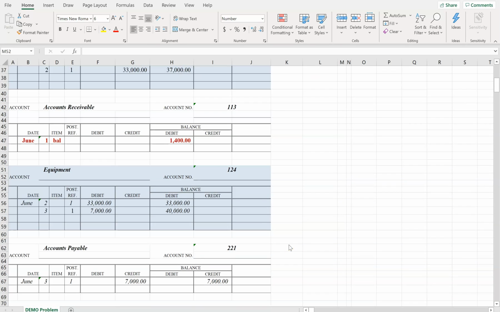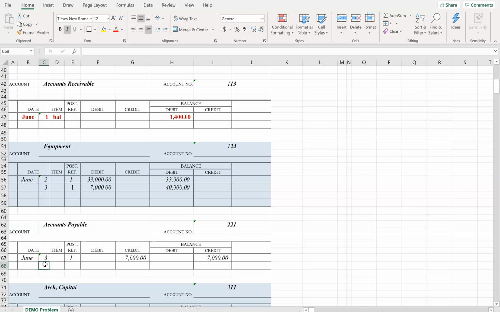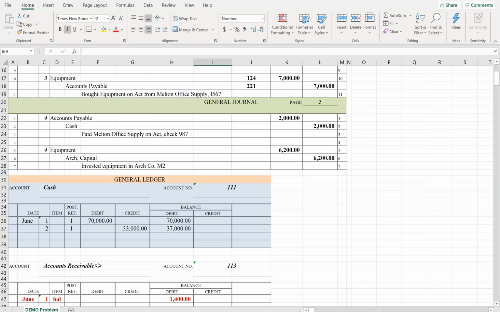So let's go down to accounts payable. This happened on the 4th. Post reference of 2. This is going to be a debit of $2,000. And when we go to update our balance, again, it's going to remain in that normal balance side. So it's equal to the previous balance, which was a credit, and the next entry is a debit. So we're actually going to subtract them, minus 2,000. And we have an updated balance of accounts payable of 5,000. Coming back up, post-referencing 221.